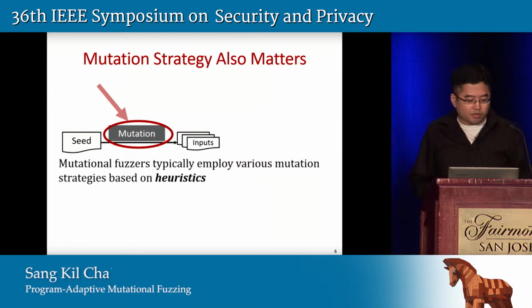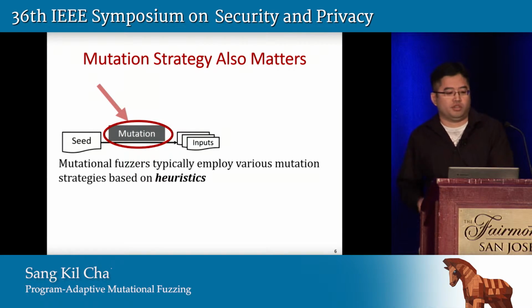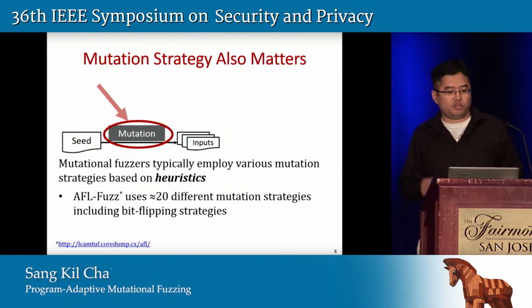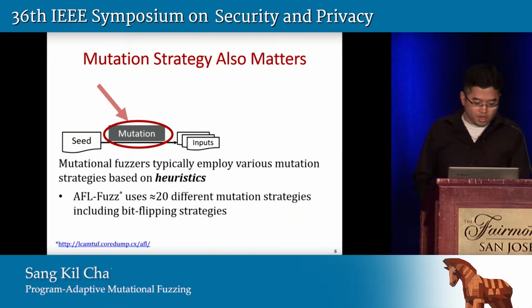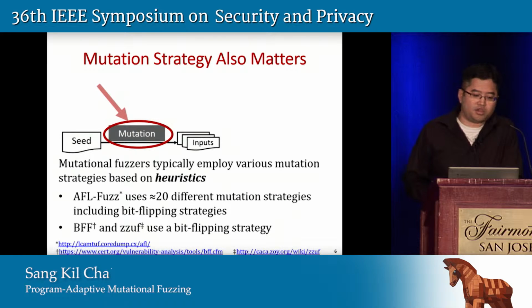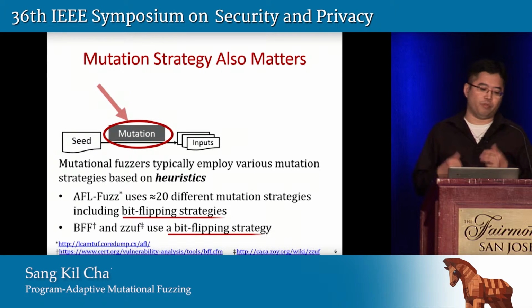Therefore, it is a common practice for mutational fuzzers to employ various different mutation strategies based on their own heuristics. For example, AFL, which is the state-of-the-art mutational fuzzer, uses 20 different mutation strategies. BFF and Zzuf, which are also very popular mutational fuzzers, employ their own mutation strategies. However, you may notice that all these different mutational fuzzers use the exact same common strategy: bit flipping.